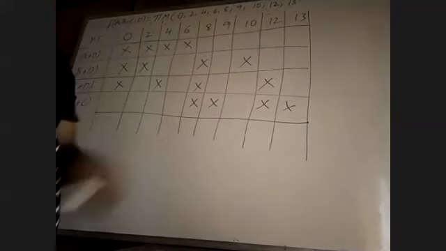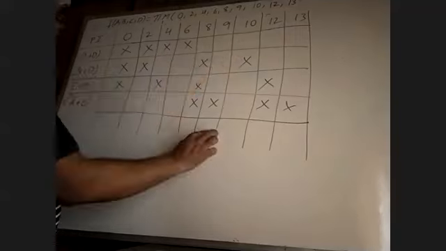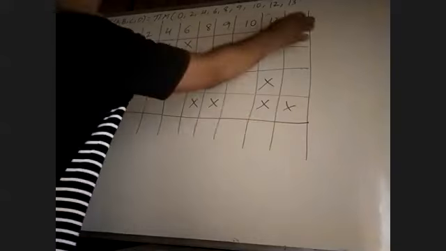Now what to do after coming this far? We have to identify the essential prime implicants first. Essential prime implicants are obtained by identifying the columns with a single cross mark. Look at the columns with a single cross mark. We are having column number 6, column number 9, column number 10, column number 13.